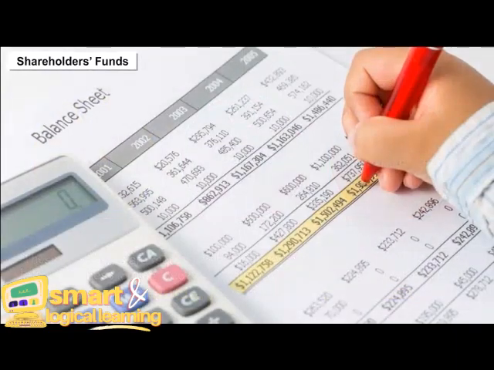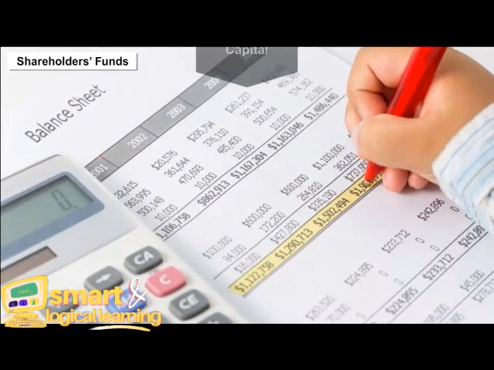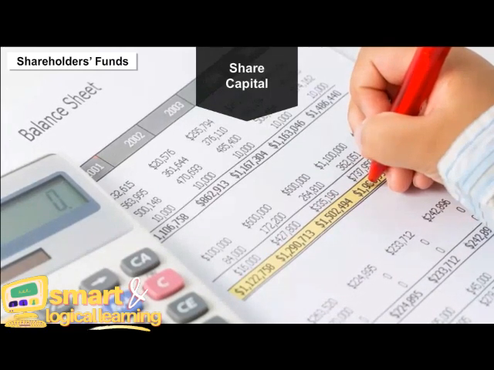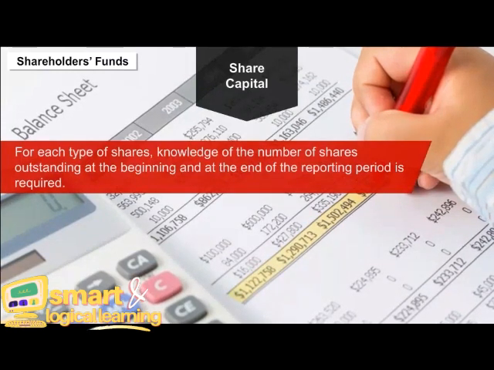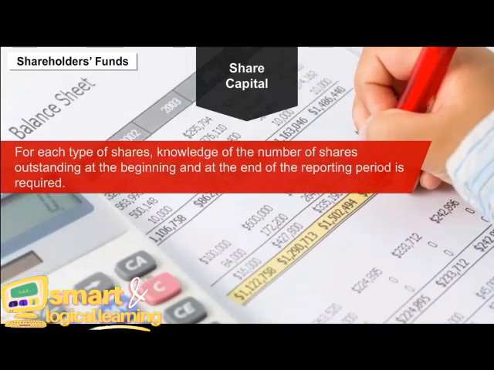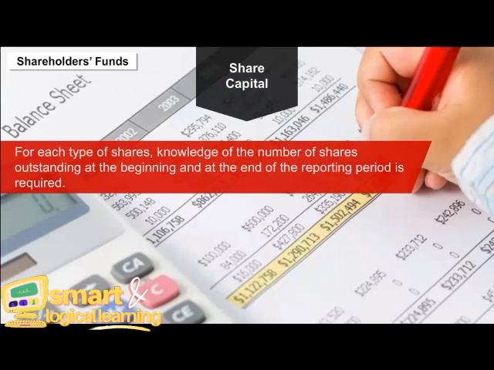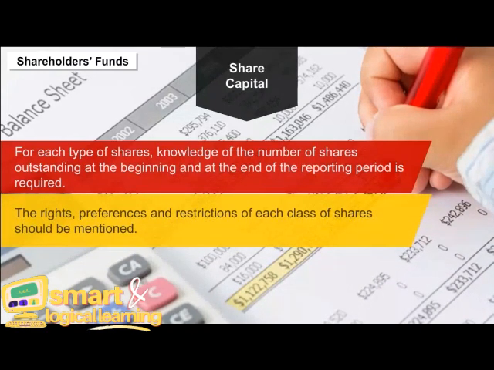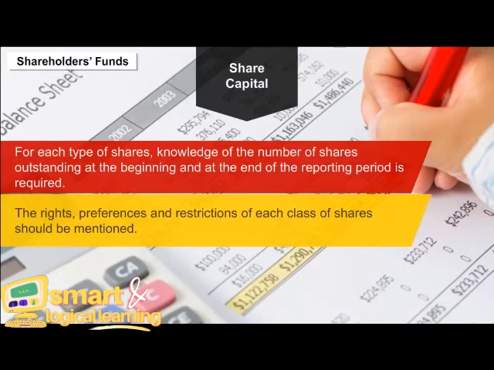Shareholders' funds. These funds are subclassified in the balance sheet. Share capital. The following modifications or additions are significant. A. For each type of shares, knowledge of the number of shares outstanding at the beginning and at the end of the reporting period is required. B. The rights, preferences and restrictions of each class of shares should be mentioned.